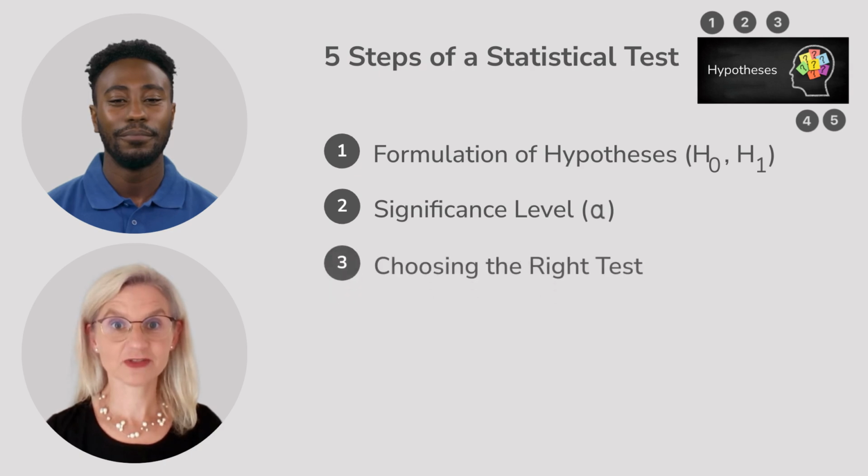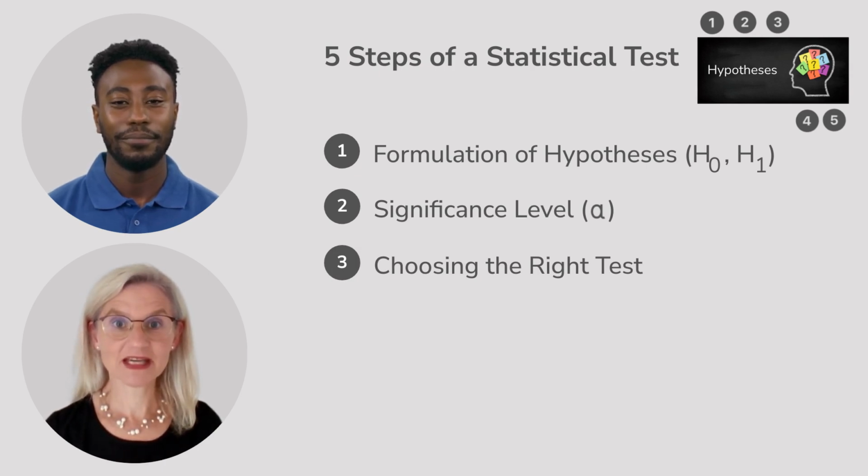Step 3 is to choose the correct statistical test for your research question. And how do I know which one to pick? It depends on the characteristics of your endpoint. For example, the measurement scale, the distribution of the data, and the type of sample you have. These factors guide you to the most appropriate test.